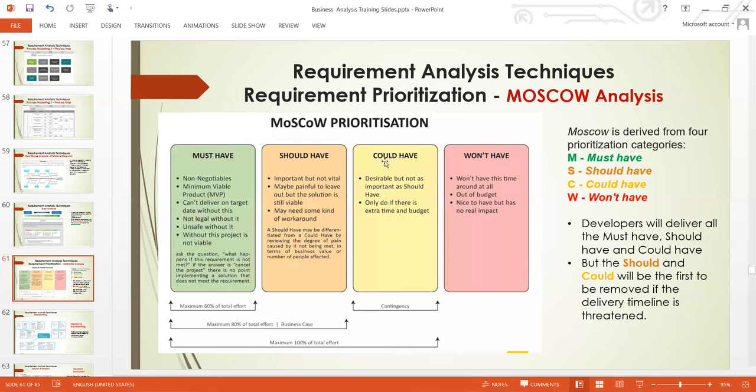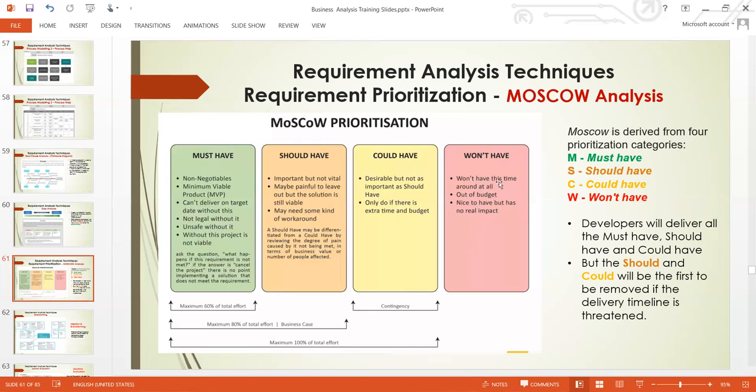So desired under could have is desirable but not as important as should have. Only do it if there is extra time and budget. So just do it if you have extra time and budget. Okay, we'll come to won't have. Won't have this time around at all. Out of budget, not within our budget. Nice to have, but has no real impact.